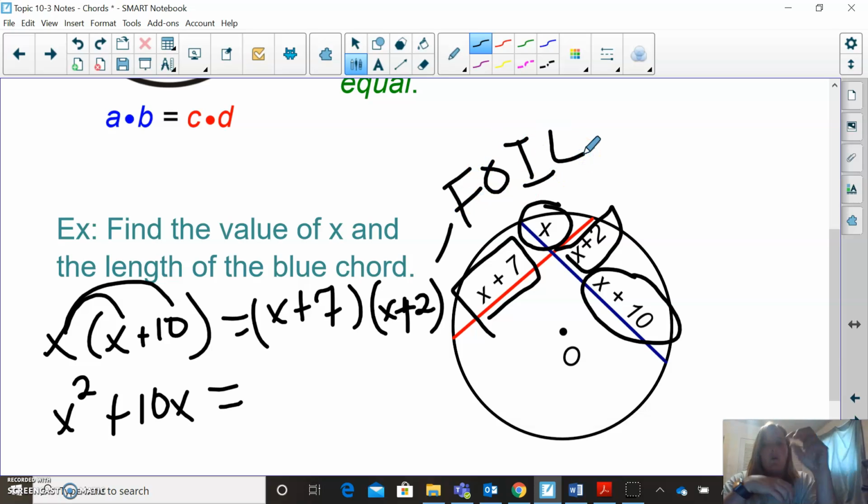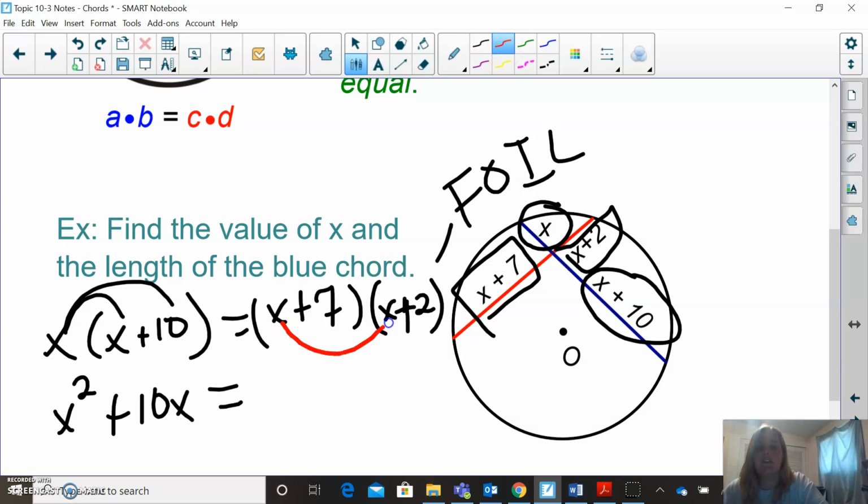FOIL stands for first, outer, inner, last. I know you learned this in Algebra 1. Probably went over it in Liberal Arts. And I know it's not the funnest thing in the world, so like I said, if you like the box method, use the box method. I'm going to show FOIL this time around.